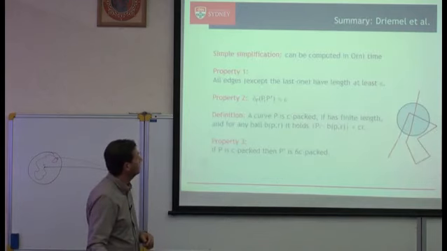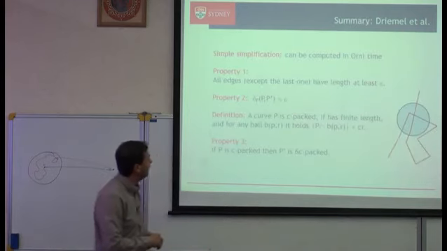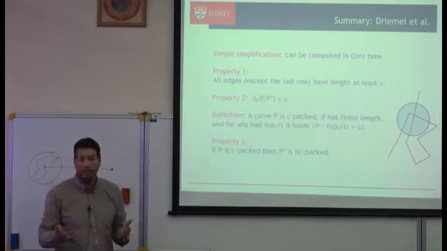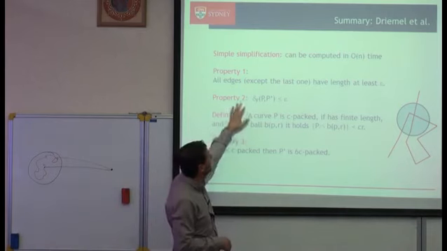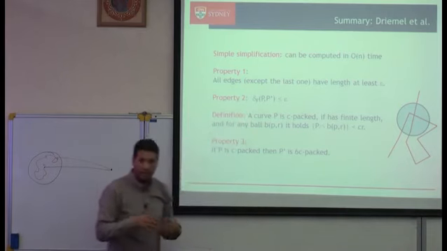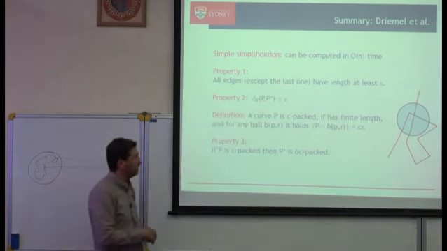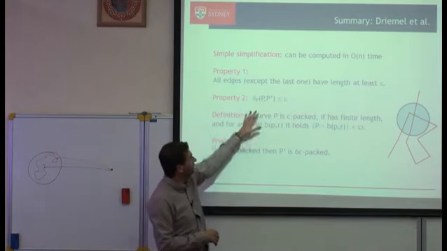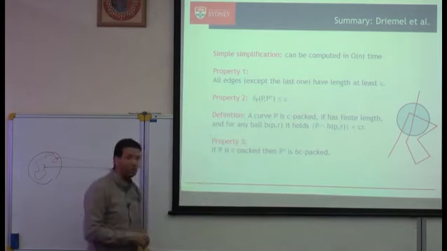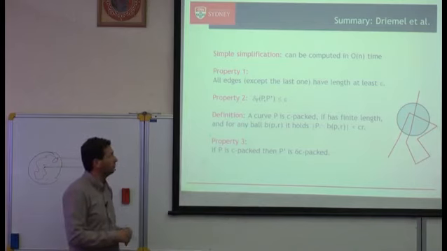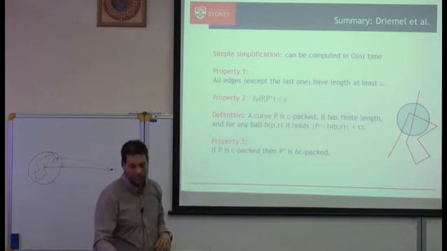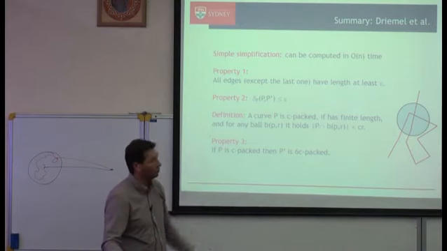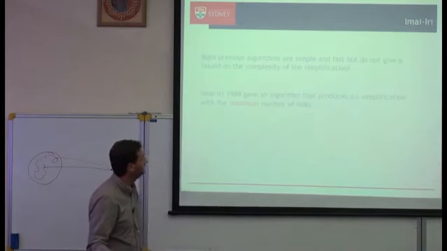Okay, so to summarize the result by Dremel and Rote: they can do the simplification in linear time. They have some very nice properties. One is that all the edges, except the last one, have length epsilon. The Fréchet distance between the original curve and the simplification is at most epsilon. And the simplification is still 6C-packed, well, going from C-packed to 6C-packed.